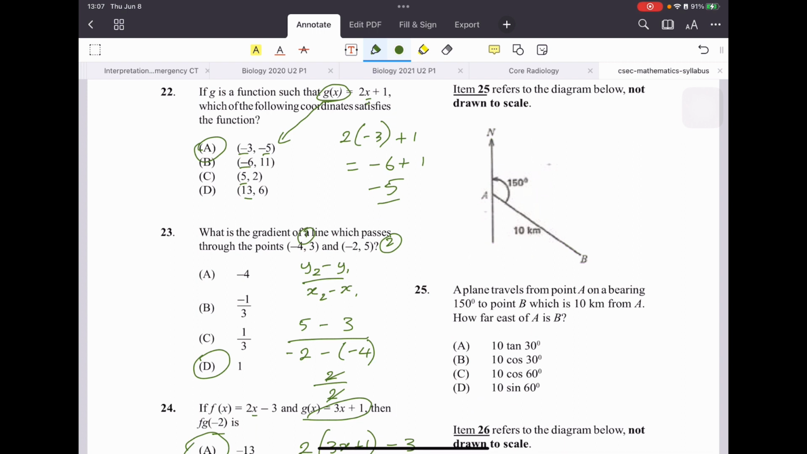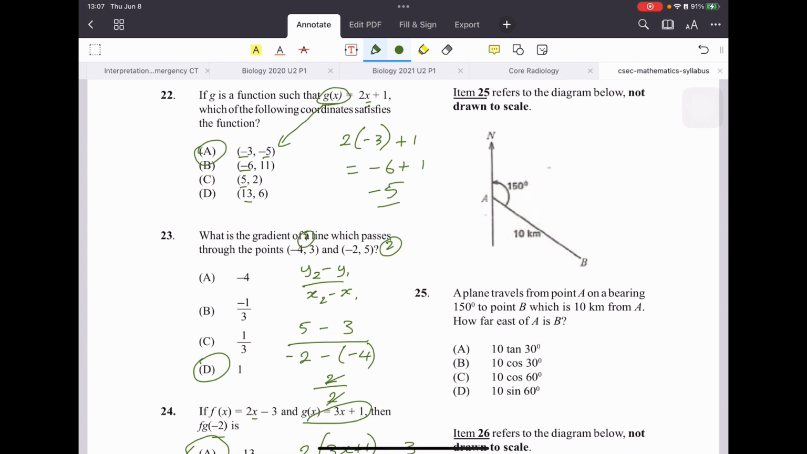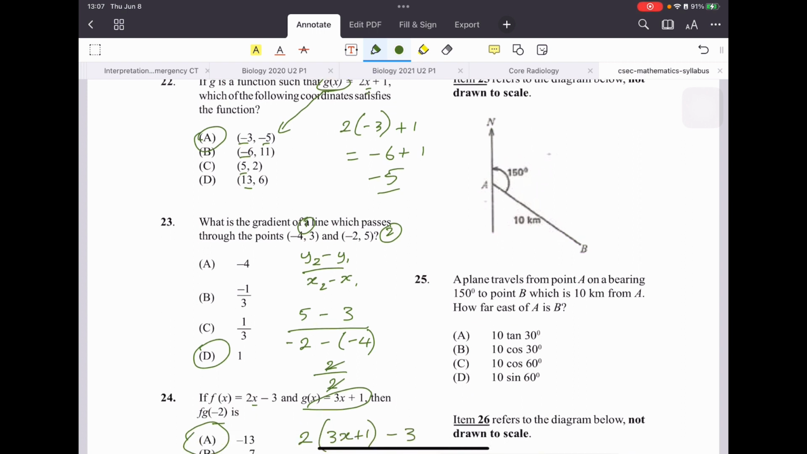Okay. 25 refers to the diagram below, not drawn to scale. A plane travels from point A on a bearing of 150 degrees to point B, which is 10 kilometers from A. They want to know how far east of A is B. So they actually want to know this straight line distance here. Alright, wherever B is, they want to know this distance here. Alright?